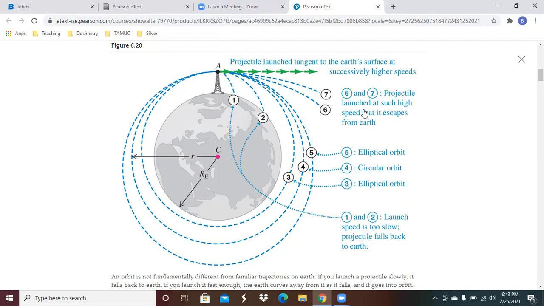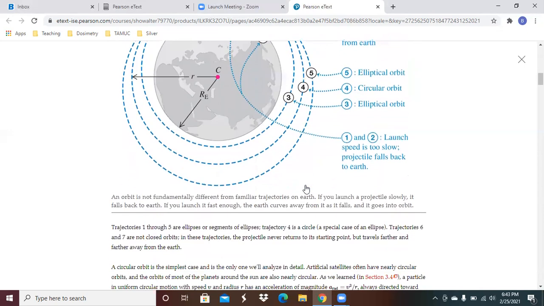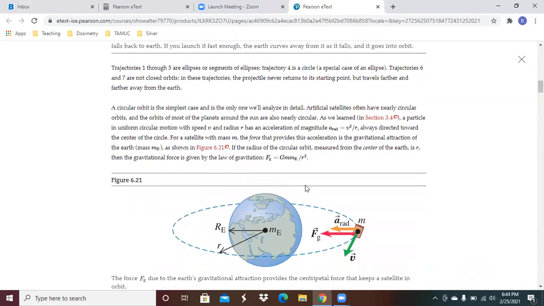And then eventually, if you get to 6 and 7, the projectile is launched at such high speeds that it's going to escape from the Earth. So circular orbit is going to be the simplest case and is the only one we're going to look at. Artificial satellites often have very near circular orbits, and the orbits of most planets around the sun are nearly circular.